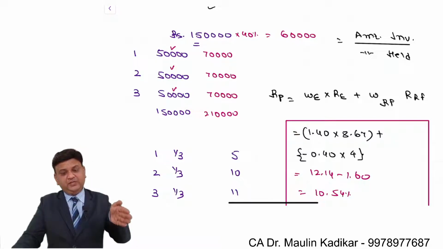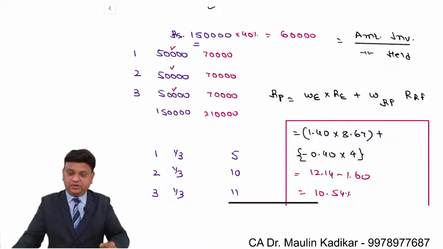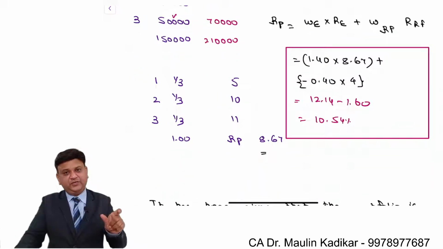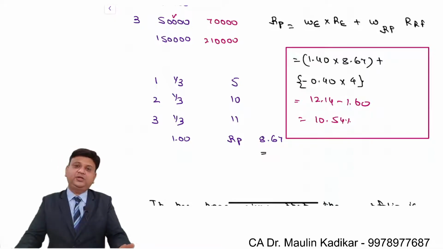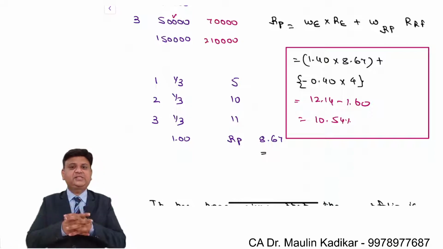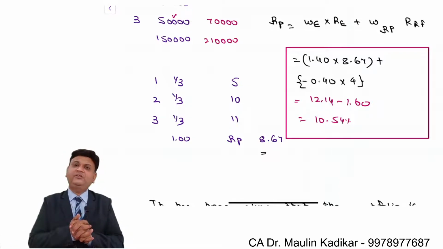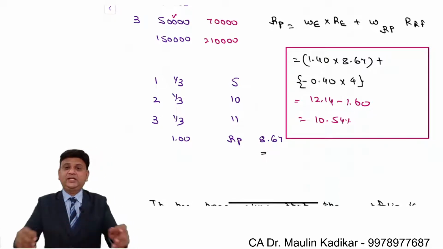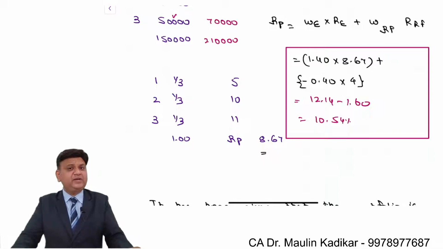So from 50 it will increase to 70. From 50 it will increase to 70 and so on. Return of the portfolio is weight of existing into return of existing plus weight of risk-free into return of risk-free. That is the way it is calculated. Importantly, the weight of existing will be 1.40 and for risk-free it will be negative 0.4. The reason for the negative is we have taken a short position because we have borrowed a risk-free security. That is the reason.